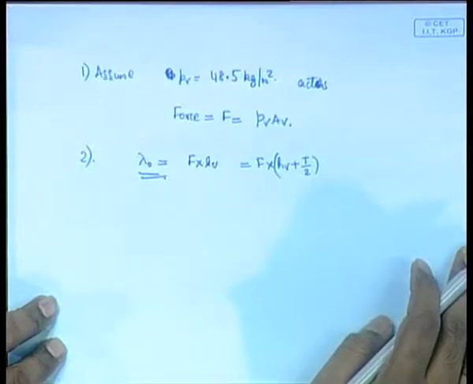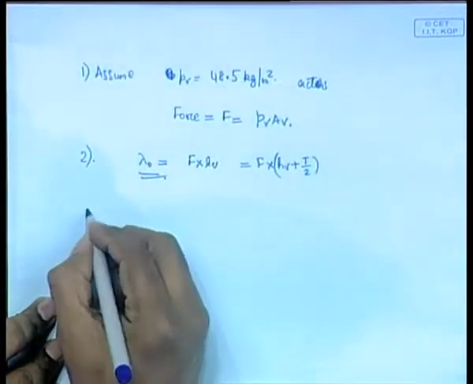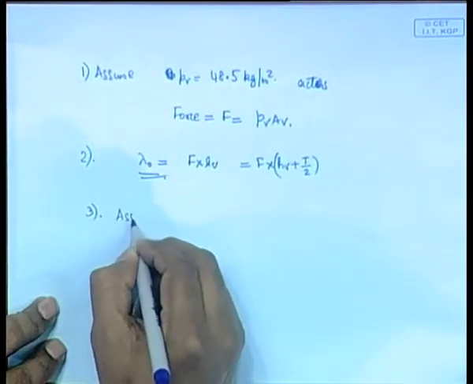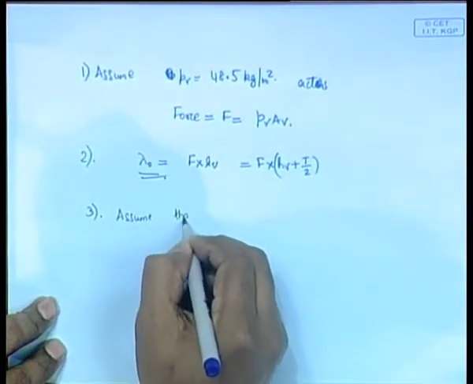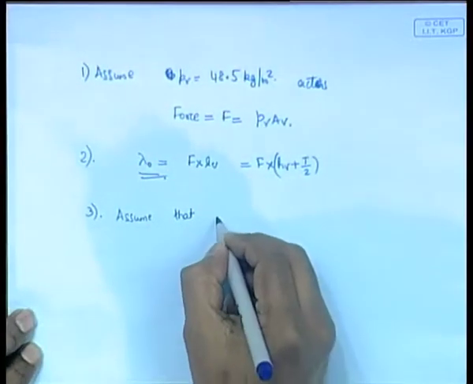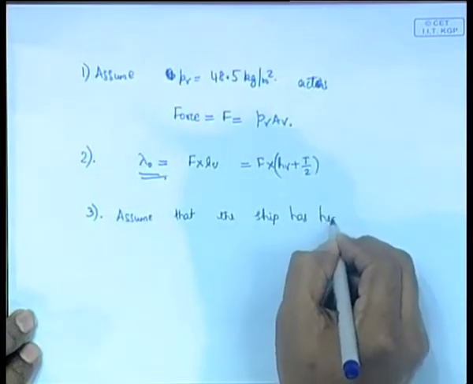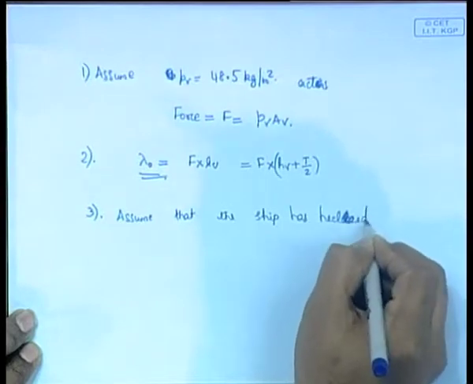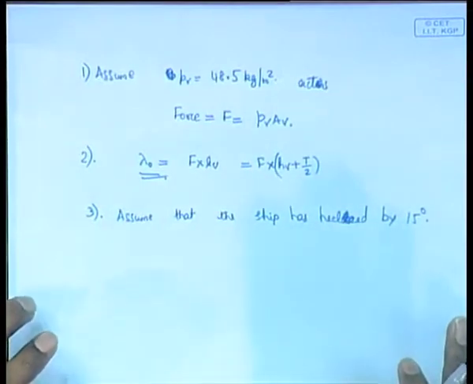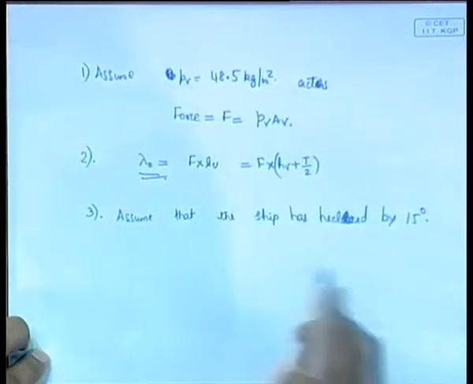Then I will just write it step by step. Actually, if you do not follow completely, we will do the problem and then it will become clear. Assume that the ship has now heeled. Now assume that the ship has heeled by 15 degrees. That is the next step. You assume that the ship by now has heeled by 15 degrees.